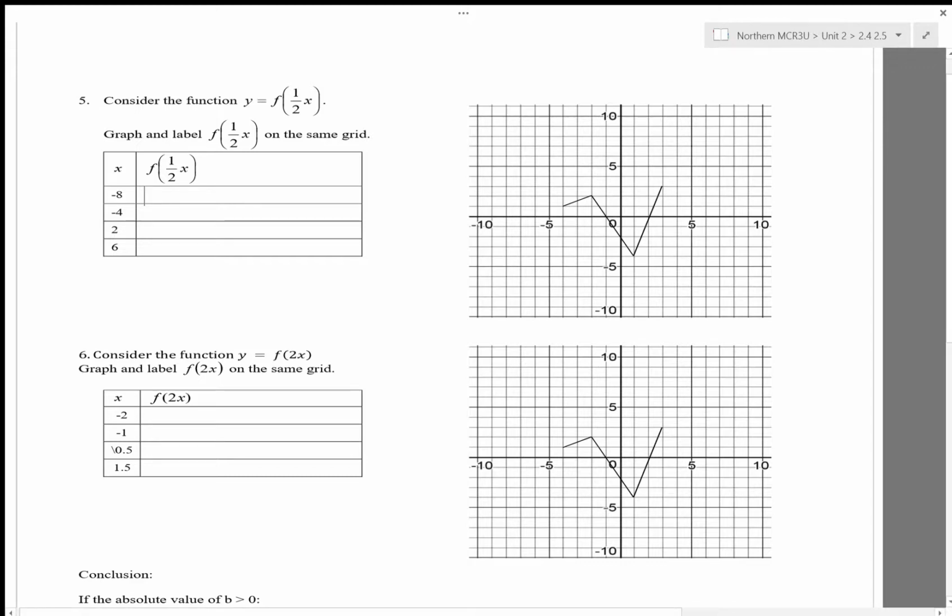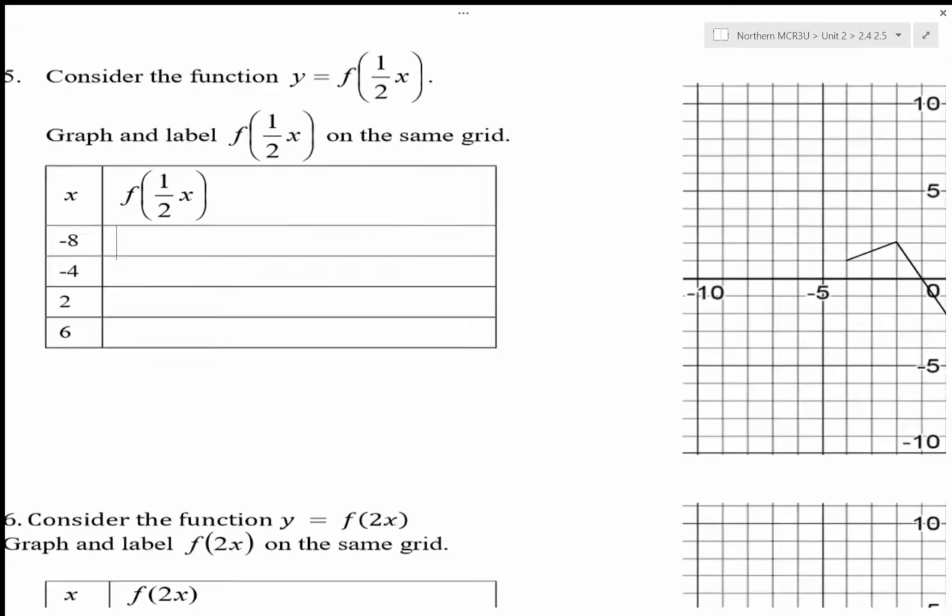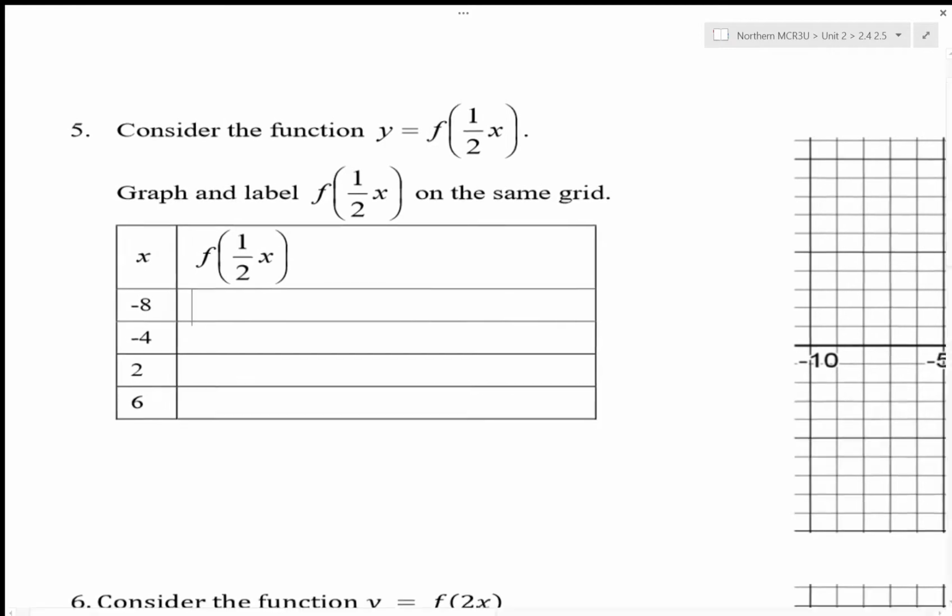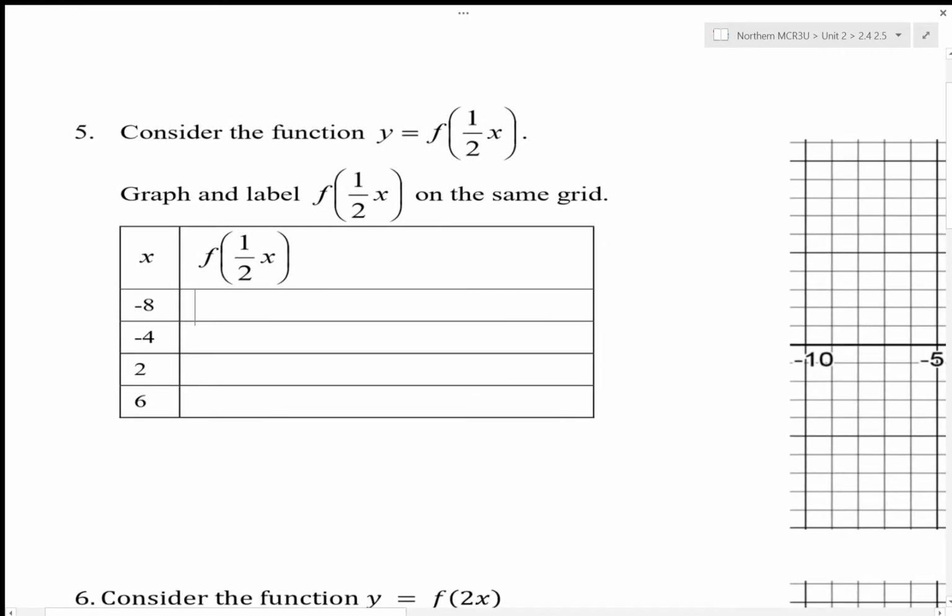Hi guys, this is now horizontal compression or horizontal stretch. The previous one was about the vertical. The horizontal one is slightly different from the vertical, but the rest is about the same. Okay, so let's actually take a look at this one. We're still using the same graph as before.